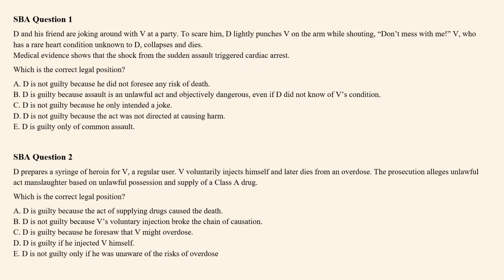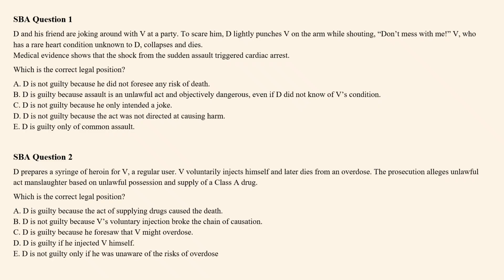So the first question is single best answer question 1. Defendant and his friends are joking around with the victim at a party. To scare him, defendant lightly punches the victim on the arm while shouting, "Don't mess with me." The victim, who has a rare heart condition unknown to D, collapses and dies. Medical evidence shows that the shock from the sudden assault triggered cardiac arrest. Which is the correct legal position?